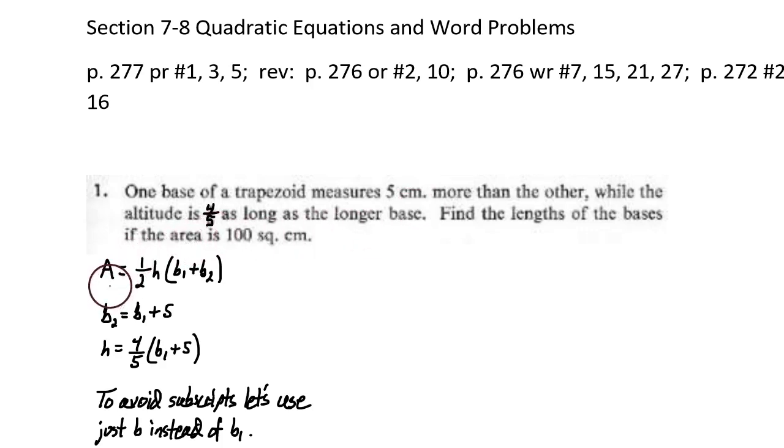So the first thing I've done is written down the formula for area of a trapezoid from geometry class. Area equals 1/2 times the height times the sum of both bases. As a reminder, a trapezoid has this general shape.